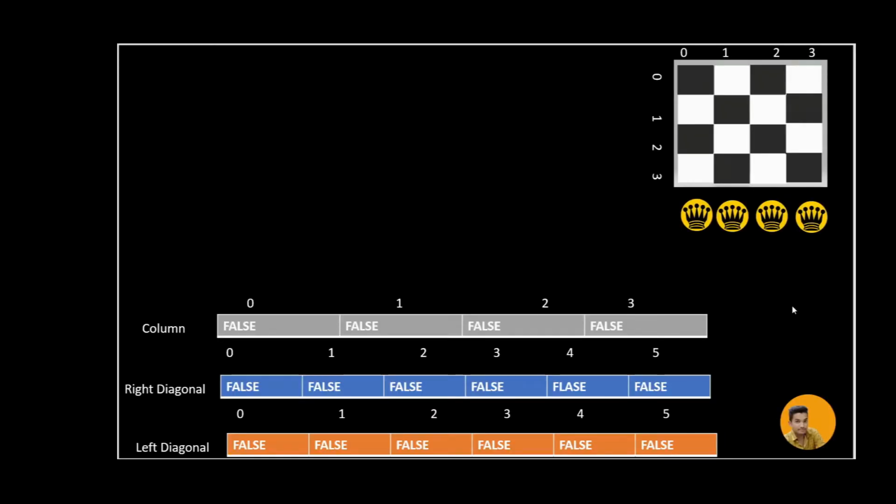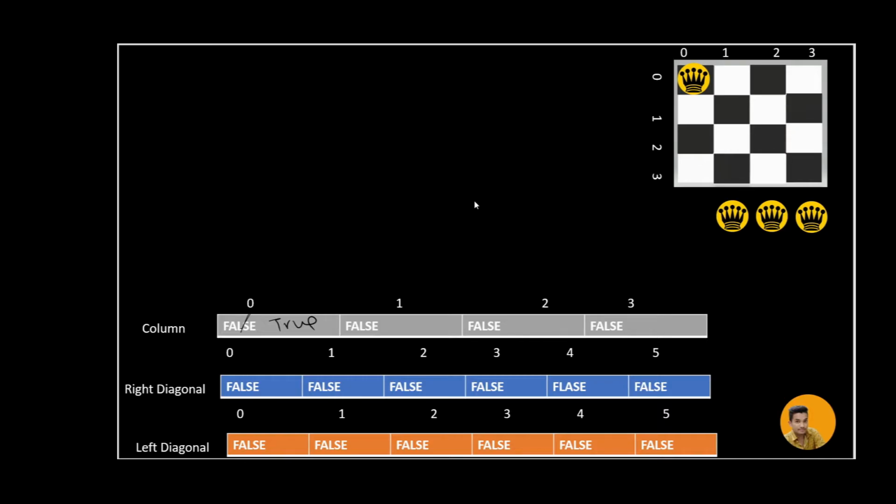Okay, so let's try to do it manually. We have the chessboard, and we have all these arrays which were explained in the earlier slides. Now let's start placing the queens. So I am placing the first queen here. We can place it because initially everything is false, so no issue. Now we will make column 0 true because I have placed the queen here.